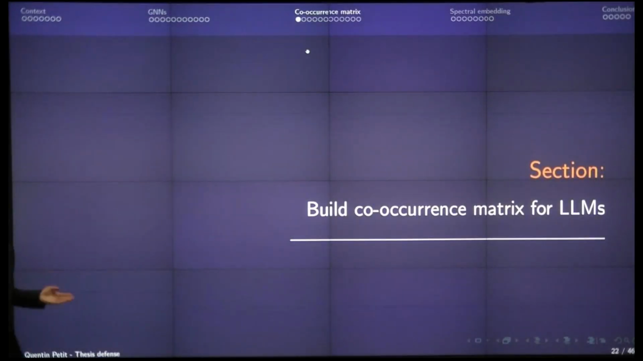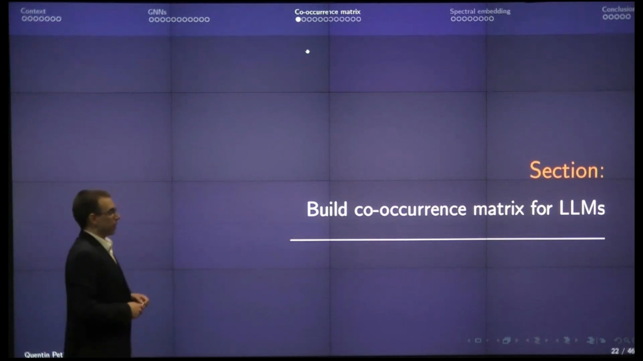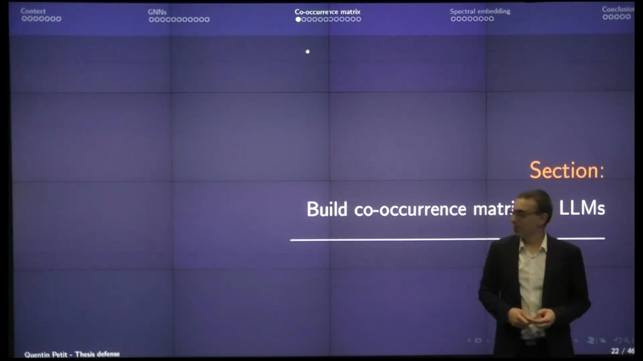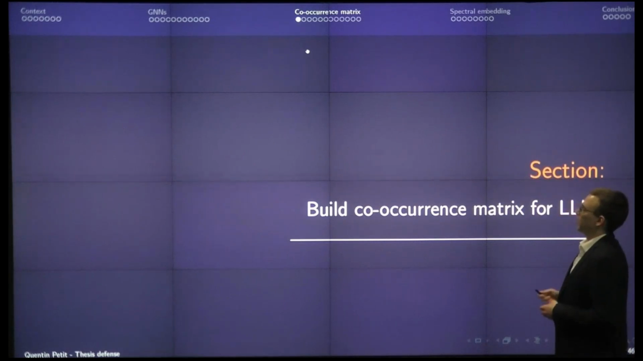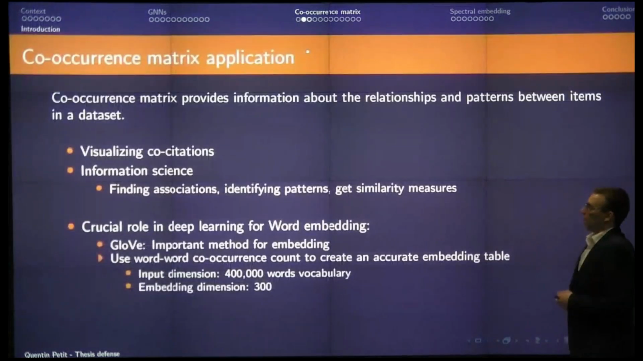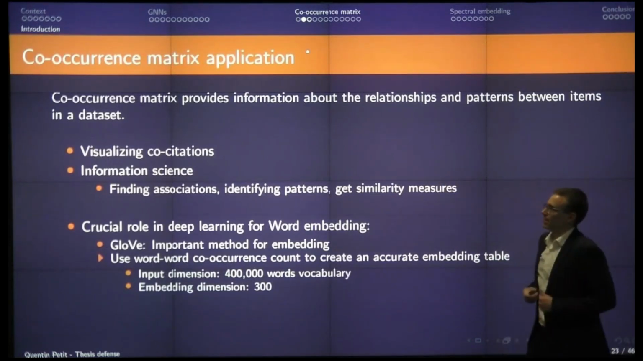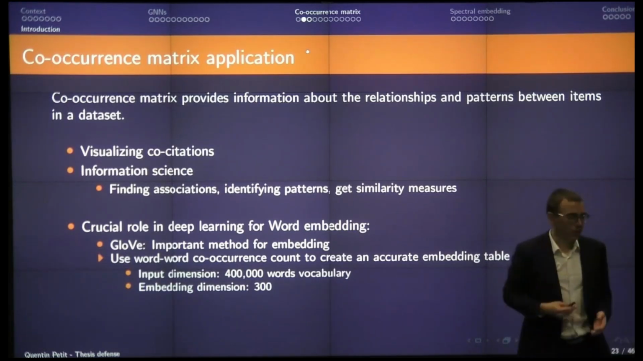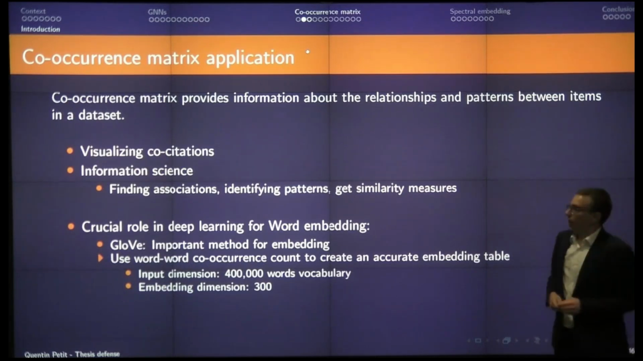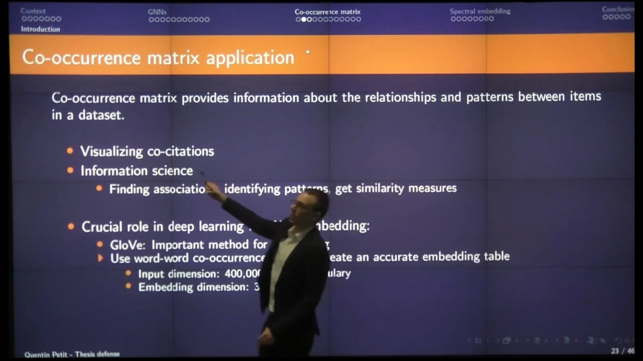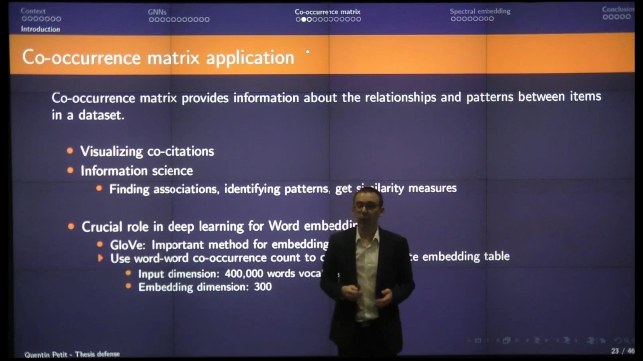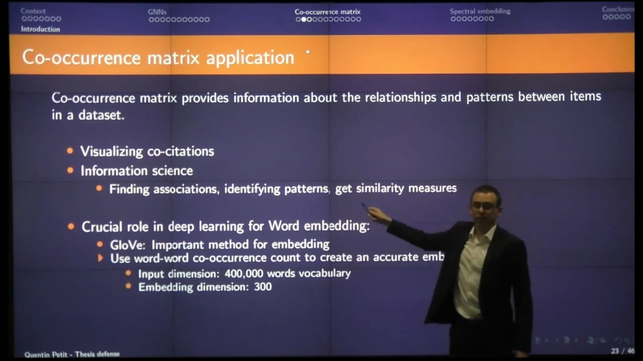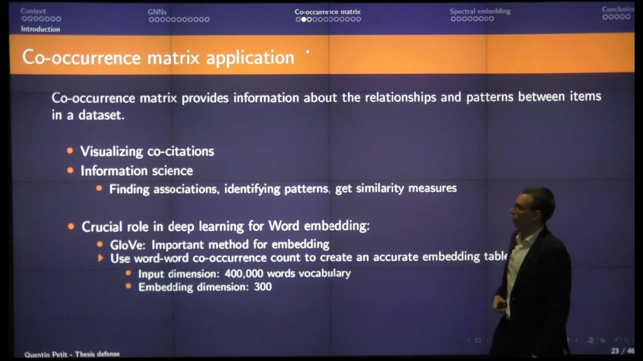Okay, we are finished with the focus on graph data structure. Now we will see a matrix representation, the co-occurrence matrix representation, that is used to represent a corpus of words and a corpus of sentences in natural language processing. So a co-occurrence matrix is a matrix representation that gives us information about the relationships between the different items inside the dataset. Initially, this type of matrix was used to visualize the co-citation inside the dataset, but after that, we also used this type of matrix in other tasks, for example, to find associations, to identify patterns, or to get similarity measures between different elements.